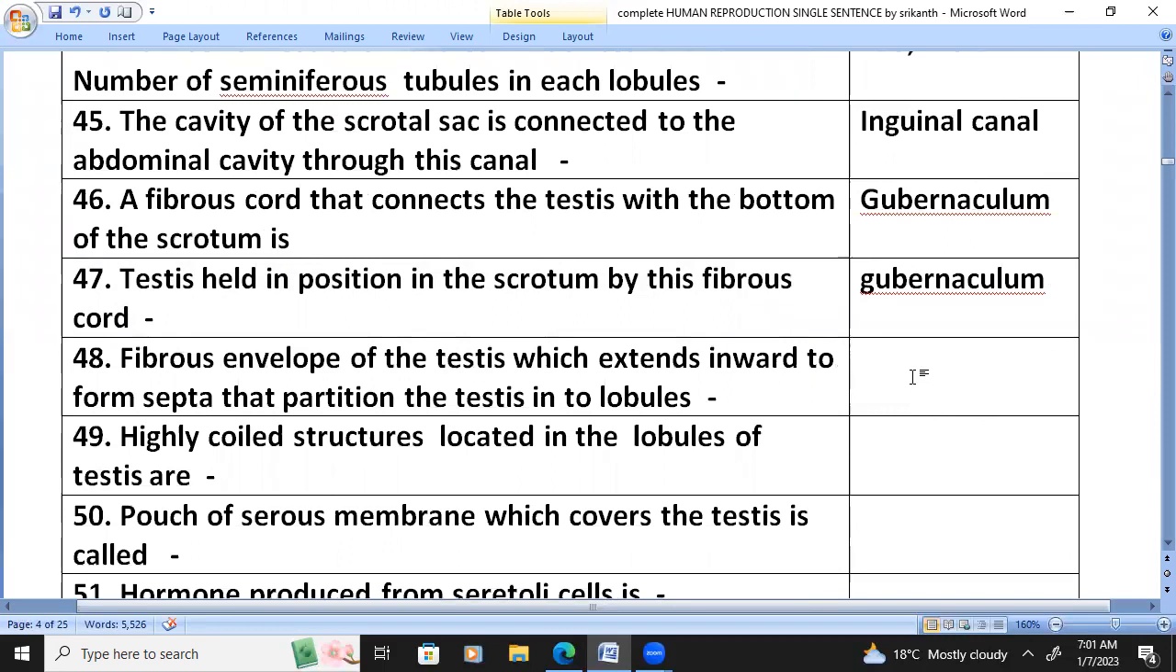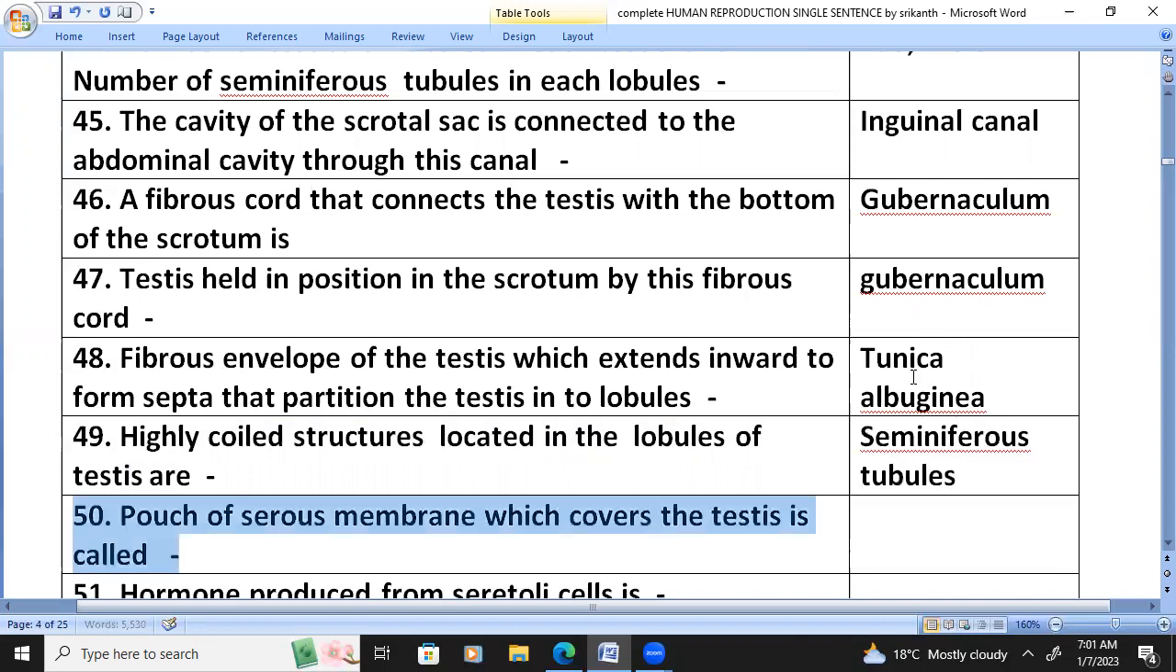Fibrous envelope of the testis which extends inward to form septa that partition the testis into lobules is called tunica albuginea. Highly coiled structures located in the lobules of testis are seminiferous tubules. Pouch of serous membrane which covers the testis is called tunica vaginalis.